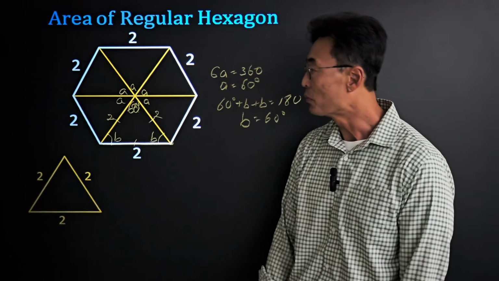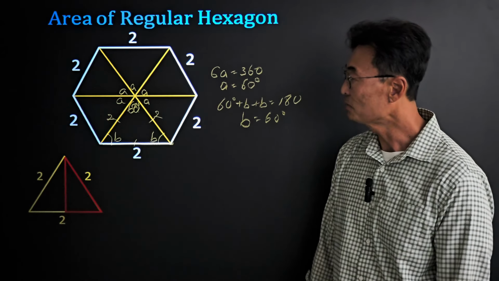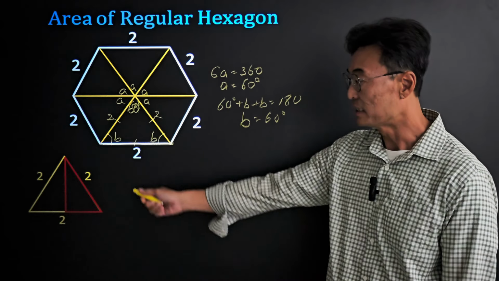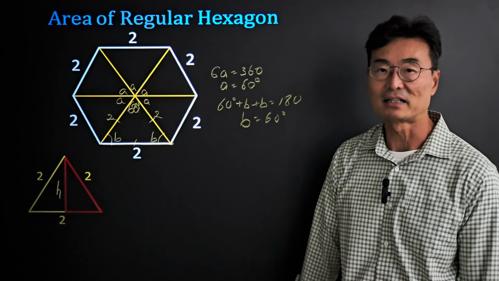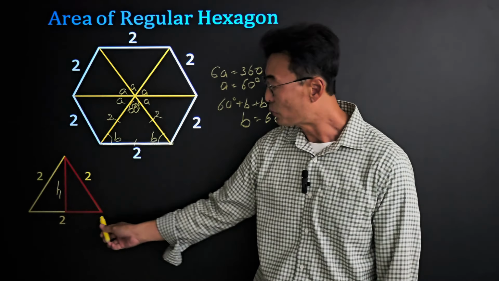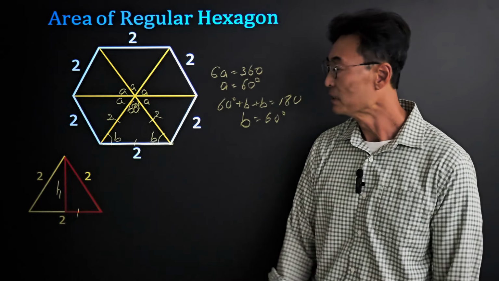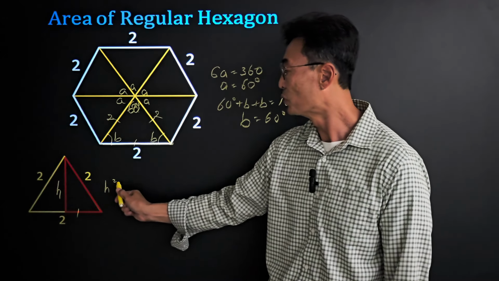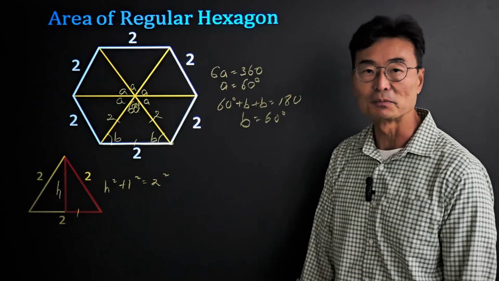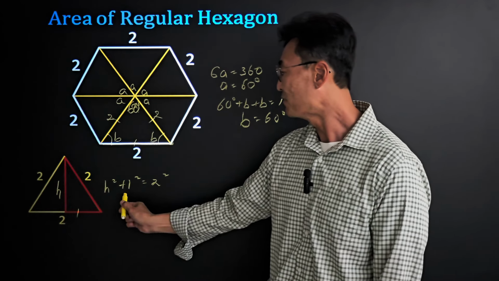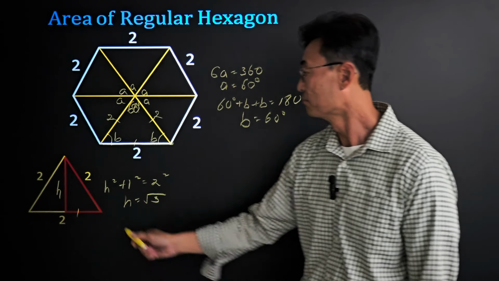Using this triangle, what we want to do is find the height of that triangle so that we could find the area of that triangle. So if we were to label this H as the height of the triangle, then using the red triangle, which will be half of the base, this will be 1. So then we have H squared plus 1 squared equals 2 squared using the Pythagorean theorem. Then we have H equals square root of 3.